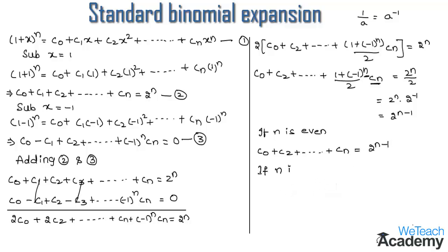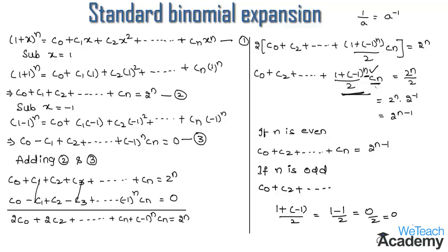And now let us say if n is an odd number, then we get this as c0 + c2 + so on, and the nth term would be 1 plus, as here n is odd, we get here −1, divided by 2 is equal to (1 − 1) divided by 2. So this would come as 0 divided by 2, and we know that its value is 0. So as here the coefficient of cn is 0, we don't have here cn term. So let us consider the previous term of cn, which is nothing but c(n−1) is equal to 2^(n−1).